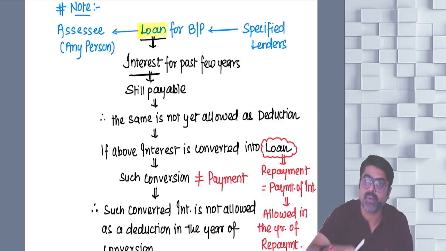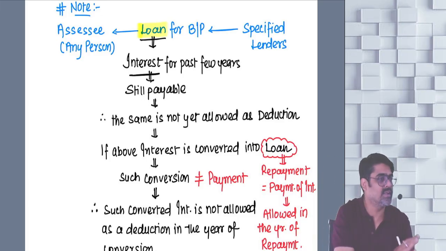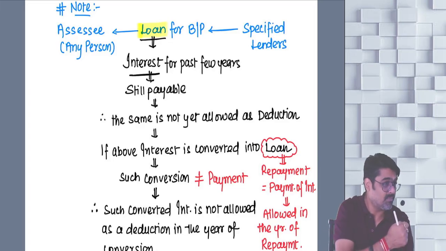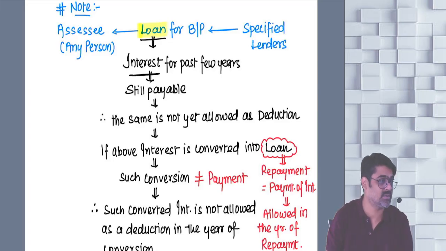But if you pay the interest in this year, will it be allowed as a deduction in this year? Understanding or not? What is the meaning of payment? You have to actually make the payment of that interest. Only then it will be allowed as a deduction. Yes or no?